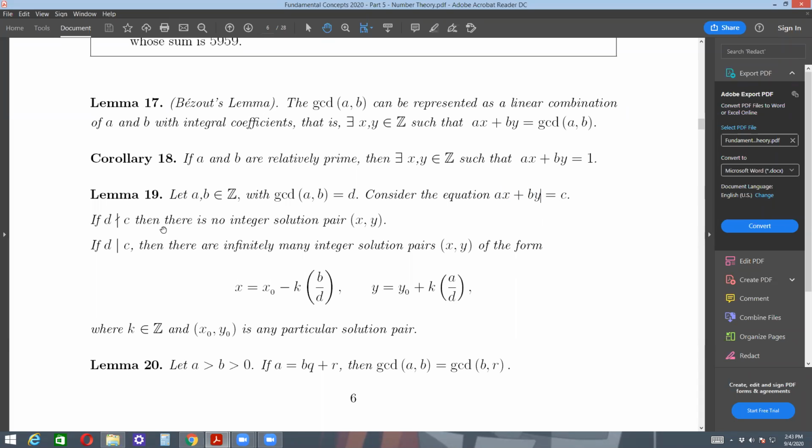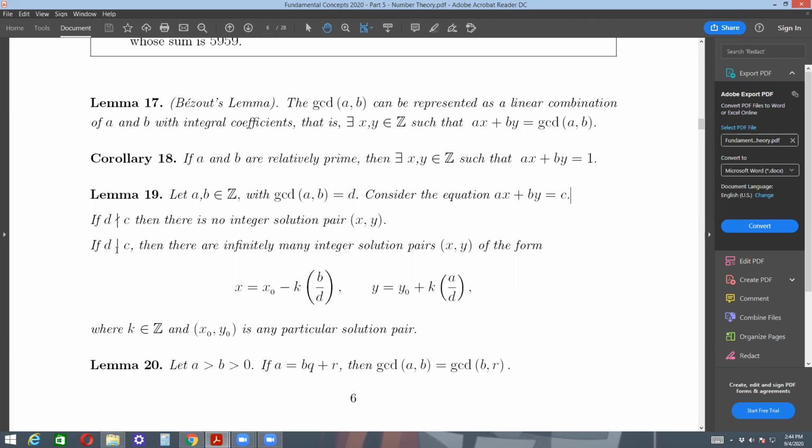First of all, if d, which is the divisor of a and b, does not divide c, it means there's no solution. Which, if you think about it, makes sense, because if d divides a and d divides b, it divides the left-hand side, but I'm saying that d does not divide c, so it doesn't divide the right-hand side. And that is a contradiction. So the equation would have no solutions if d, which is the GCD, does not divide c.